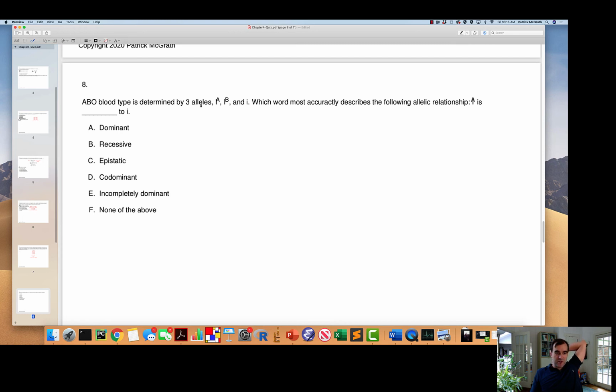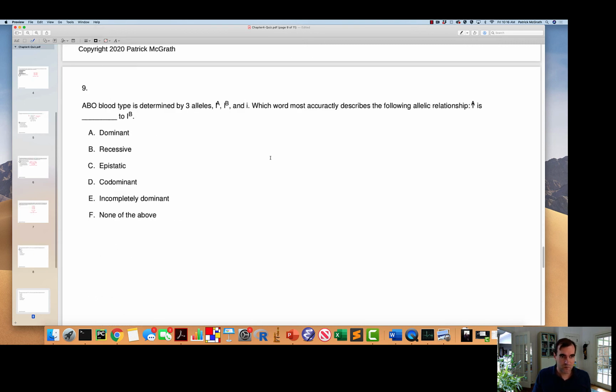ABO blood type is determined by 3 alleles. I^A, I^B, and little i, and so this is just memorization. Little i is recessive, and I^A is dominant to little i. So if you have a heterozygote, you're still an A blood type. In this case, I^A and I^B, now you have an example of codominance, because the blood type of the heterozygote is both A and B, and so it matches either of the homozygous parents.